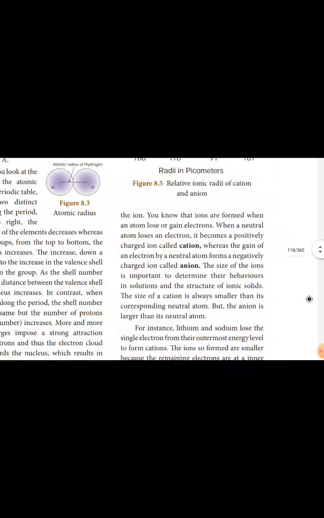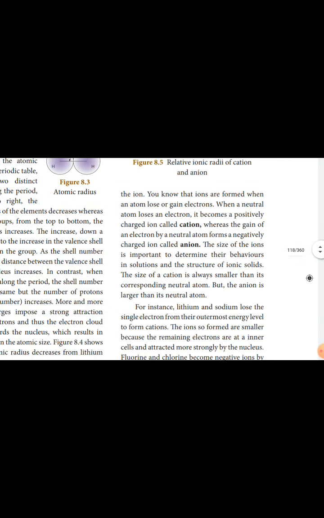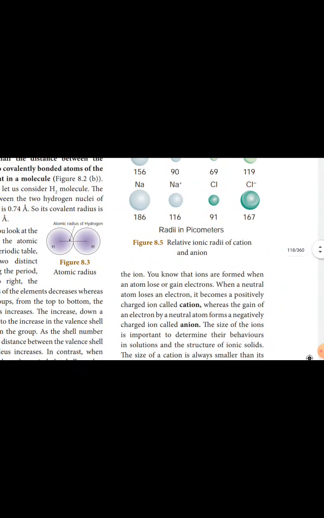You have already learned what ions are. Ions are charged particles. How are these charges obtained? These charges are obtained by the atom losing or gaining electrons. So during a chemical reaction, these electrons are transferred or shared to form a stable molecule.